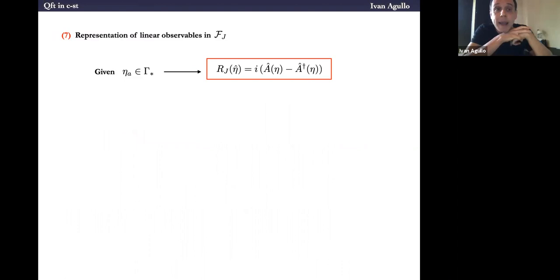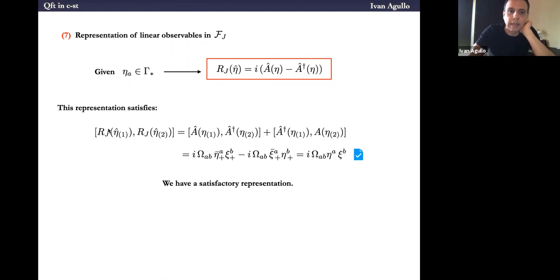Now, I can represent any linear observable in that Fock space as follows. You give me any classical observable. The statement is that the representation of that linear observable in the Fock space is given by this equation: i times A minus A dagger, the A and A dagger associated to that element as I mentioned before. And the statement is that this is a good representation. In particular, you can check that the commutation is given precisely by the symplectic product of this gamma, eta one and eta two. So in this way, we build a satisfactory representation.